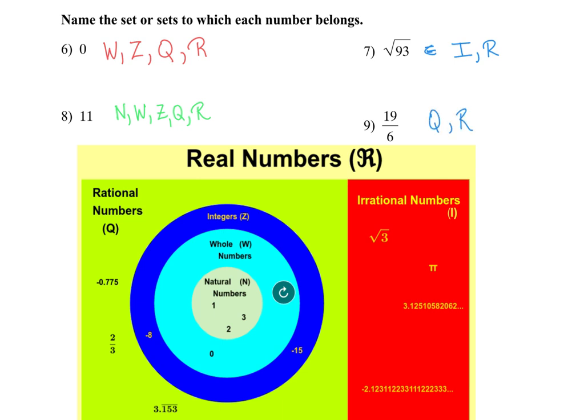Now, if it had been 18 over 6, what would I have said? What if I had said 18 over 6? Yeah, natural, because 18 over 6 is 3. So you may want to make sure that you can't simplify it before you decide, because you are talking about in its simplest form, what is the smallest one it can fit into.